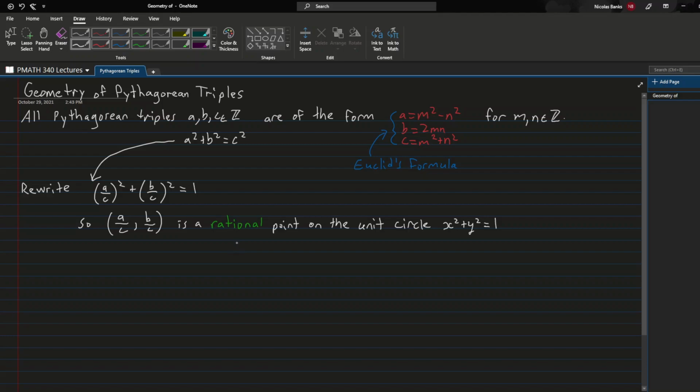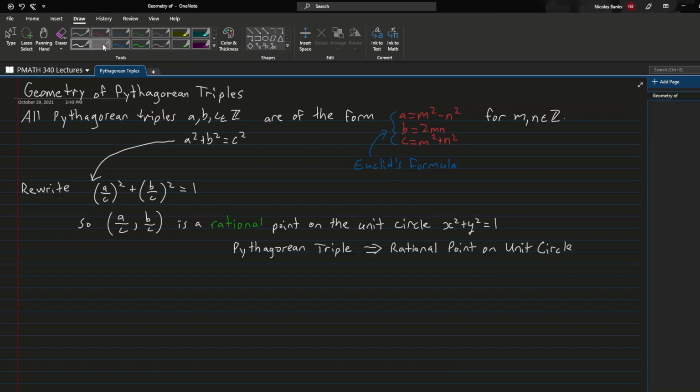So what have we done? It's pretty simple, but we've gone from a Pythagorean triple to a rational point on the unit circle. Just like in the other derivation of Euclid's formula that you saw, the hard direction is the opposite direction. Can we take a rational point on the unit circle and get a Pythagorean triple? That's the question. It turns out you can, and I'll show you how to do that.